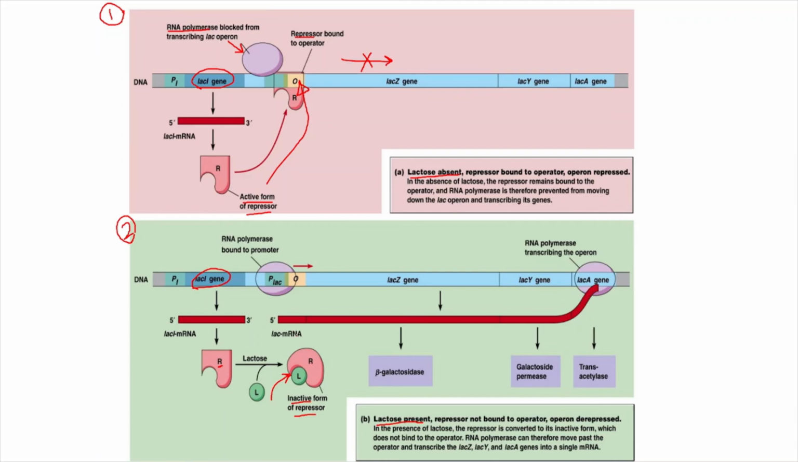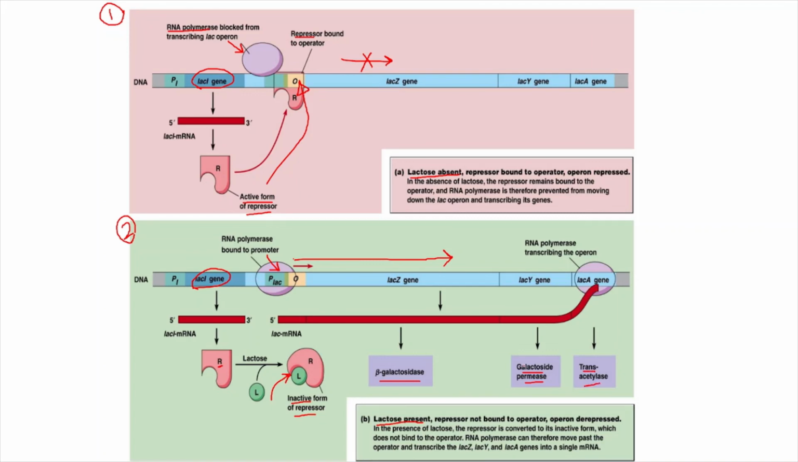As the repressor is not able to bind to the operator, RNA polymerase which is bound to the promoter can easily proceed downstream and continue with the transcription. As a result, all the structural genes are transcribed, and all the enzymes like beta galactosidase, galactoside permease, and transacetylase are coded.